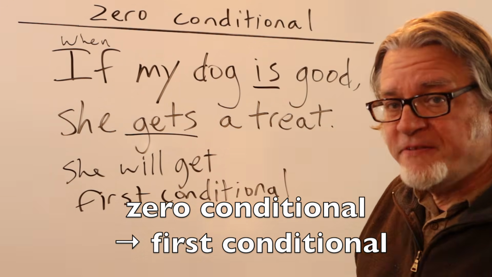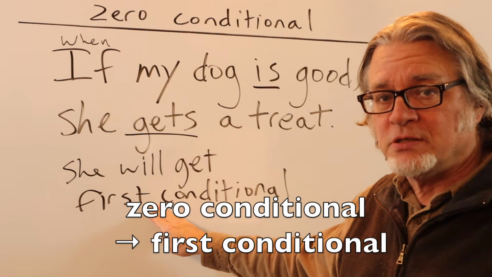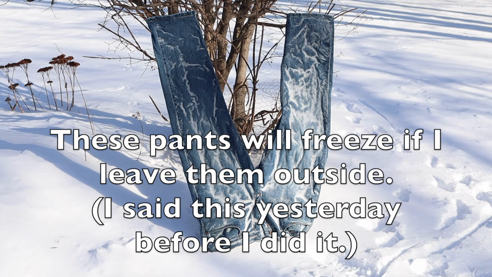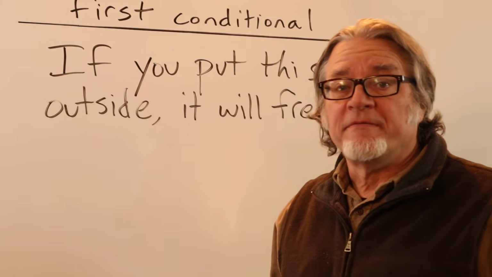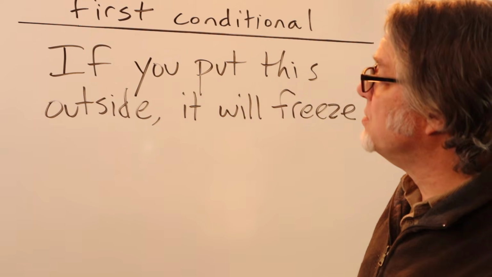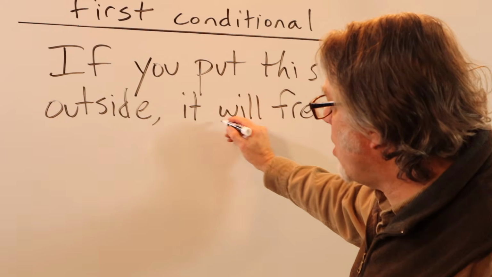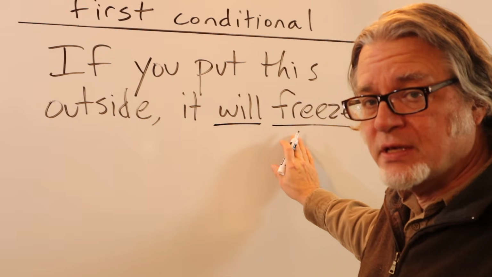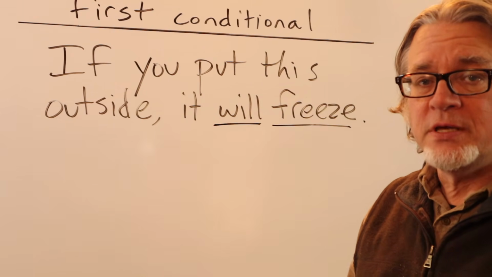In this next part of the video, I'll show you examples of sentences using the first conditional. These pants will freeze if I leave them outside. The first conditional is very similar to the zero conditional. The difference is you use a modal verb such as will, and the main verb is in the simple form. If you put this outside, it will freeze.